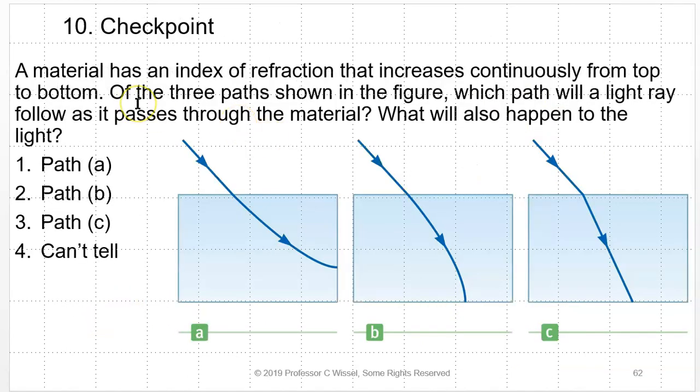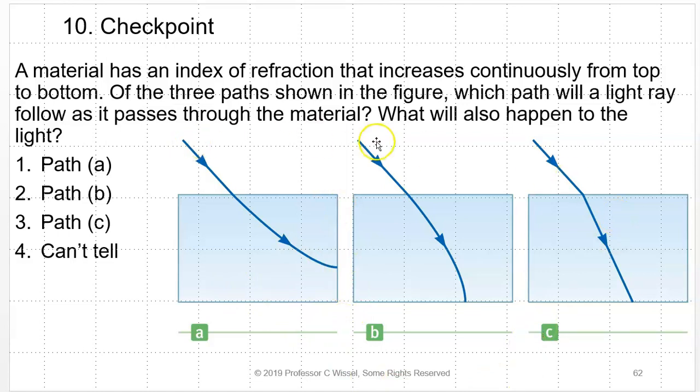A material has an index of refraction that increases continuously from the top to the bottom. So it's sort of like what the atmosphere is like. At the top of the atmosphere, there's hardly any air. As you get down further and further, the amount of air increases, the density increases, the pressure increases, everything increases. So the index of refraction is greater at the ground than it is up at the top. At the top, it's basically 1 because it's a vacuum. At the ground, it's slightly more than 1. Other materials can work like this too. Usually they're materials that are denser at the bottom than they are at the top.